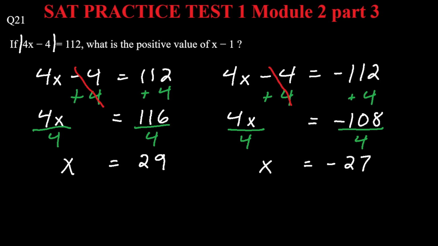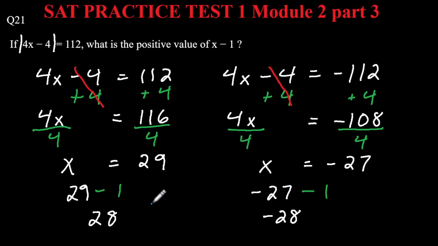But what they're asking is what is the positive value of x minus 1? I'm going to substitute 29 for x on the left, which gives me 28. And then I'm going to substitute minus 27 for x on the right, which gives me minus 28. And since they're looking for the positive value, it is 28.